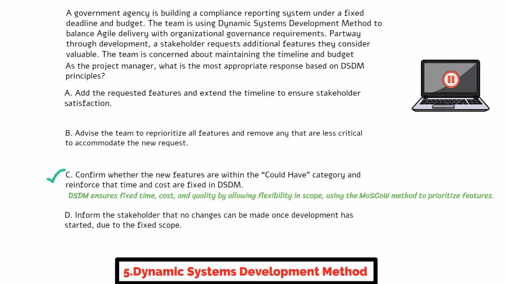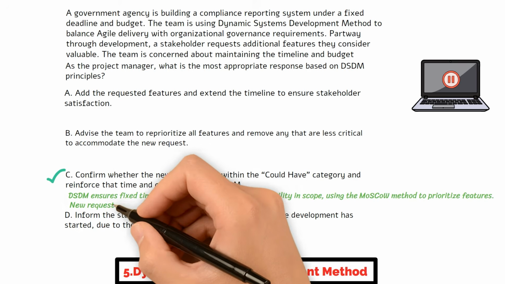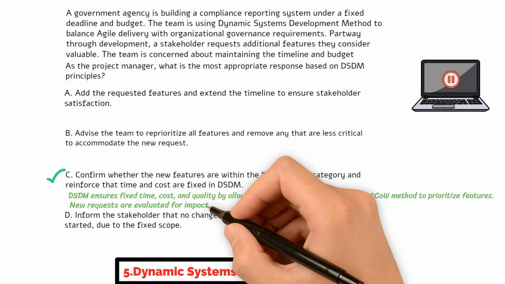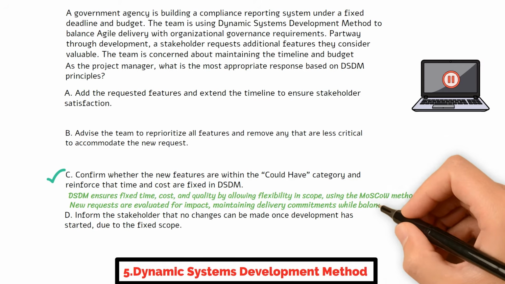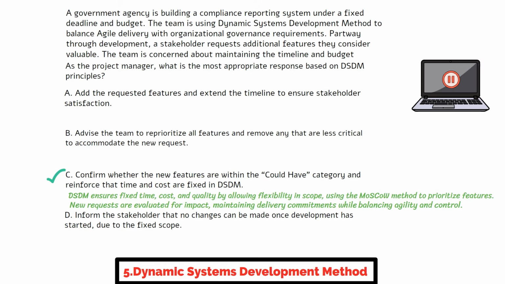When stakeholders request new functionality, the team must assess whether the request falls into a could-have or won't-have category, allowing delivery to continue without jeopardizing commitments. This approach balances agility with governance in high-stakes environments.